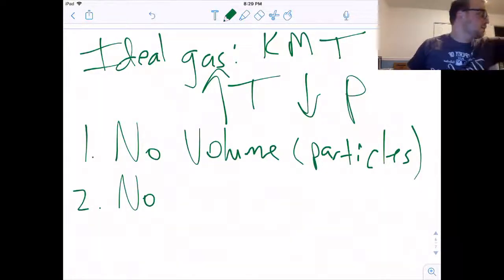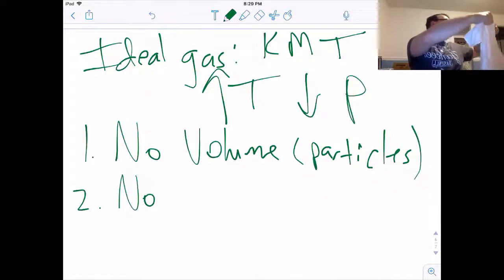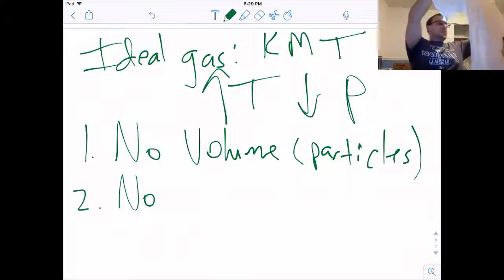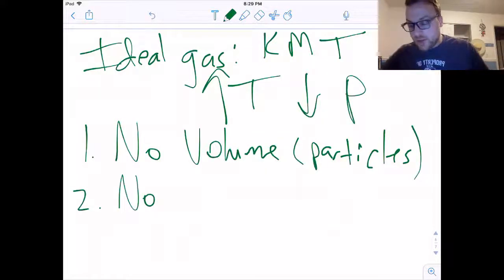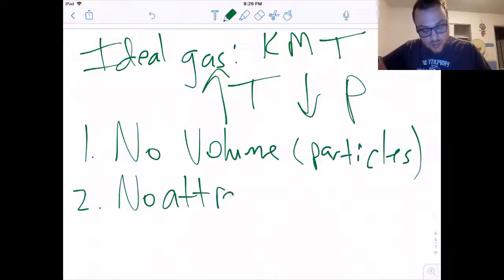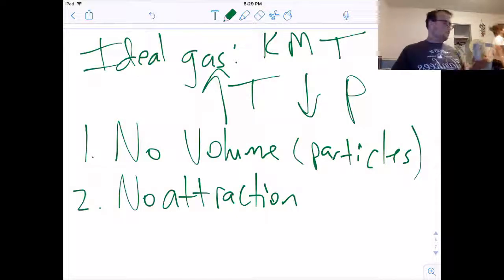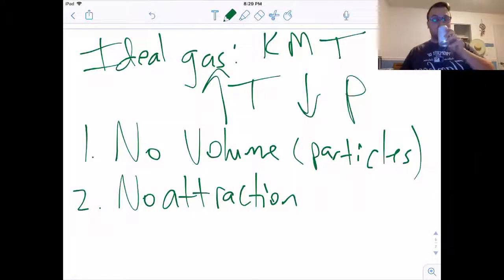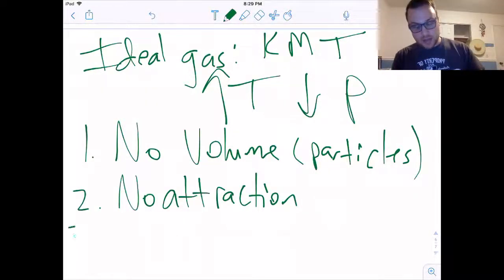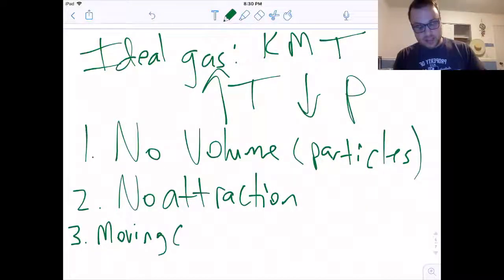All right. So they have no volume. There's no attraction. So the particles don't attract each other, aka no IMFs. But let's hold on IMFs for now. So no attraction, no volume. 3. They're moving constantly and randomly. So, high temp, low pressure, we got no volume, no attraction for each other. They're constantly moving randomly.